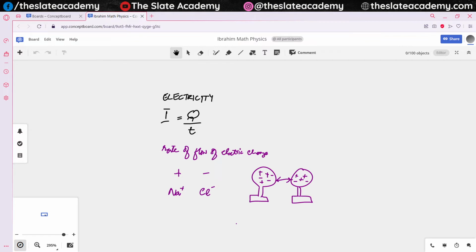How does a thing acquire positive charge? If something has a positive charge, it means it has lost some of the electrons. That is how something becomes positively charged.